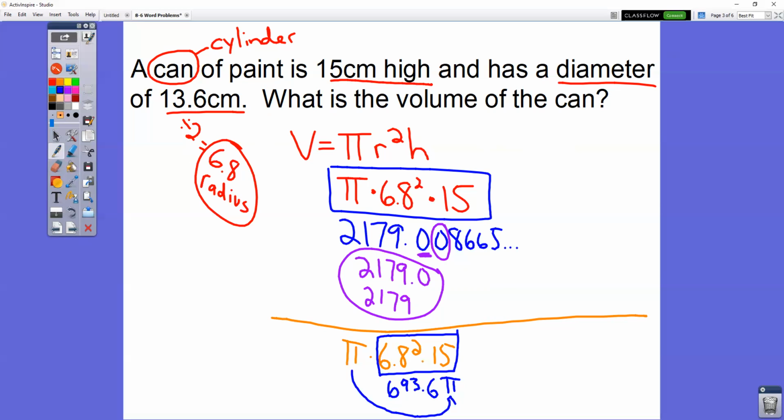Remember, in class kick, you don't have that pi symbol. We would have 693.6 and then write pi after it for pi. No spaces in between the 6 and the p.